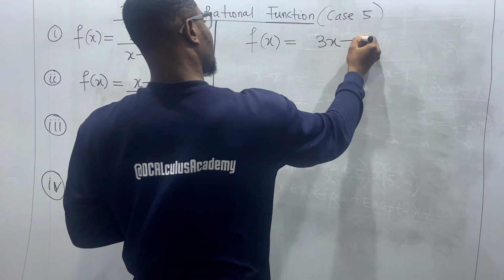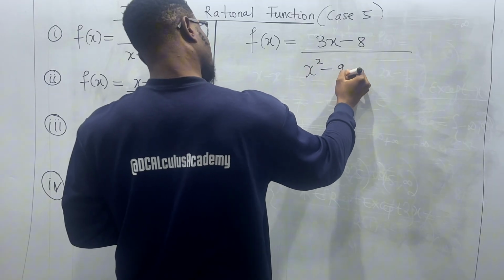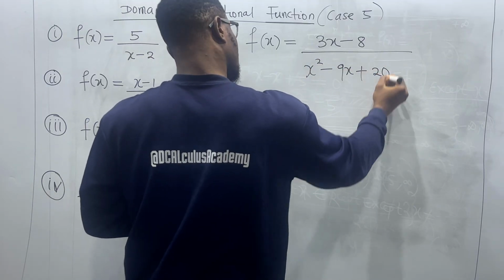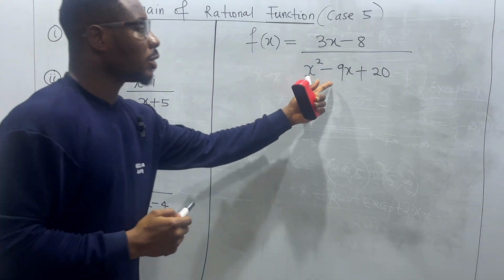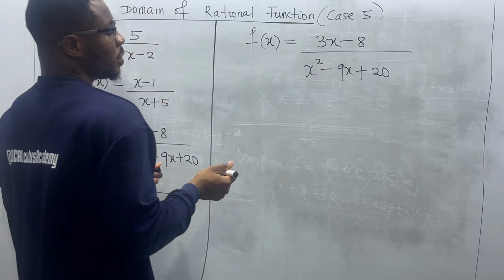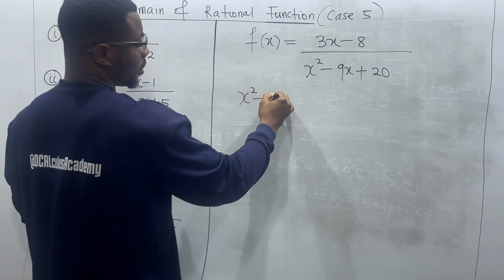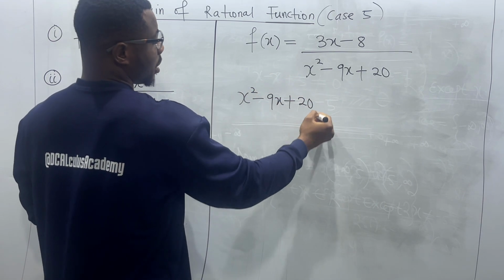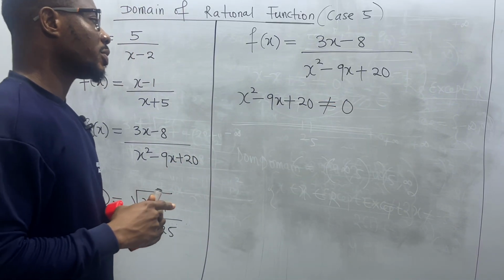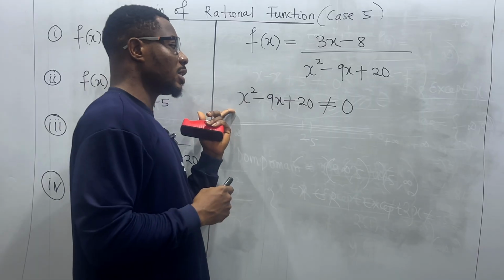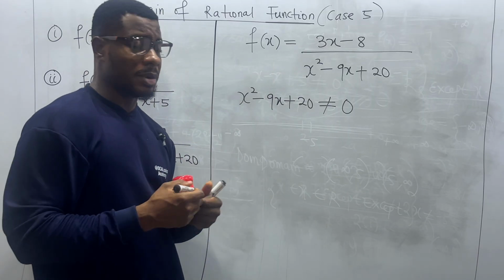Next, 3x minus 8 divided by x squared minus 9x plus 20. In the same way, this is a rational function. The denominator cannot be 0. So for this function to exist, x squared minus 9x plus 20 cannot be 0. Now, what are the factors? This is a quadratic equation, so we have to factorize it. What are the factors here?